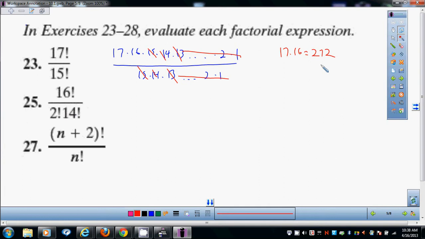Try 25. 25 is a little different. You may have to actually draw it out. Draw out the terms, 16 factorial and 14 factorial, and see what you get. So that'd be 16 times 15 times 14 times 13, dot, dot, dot.